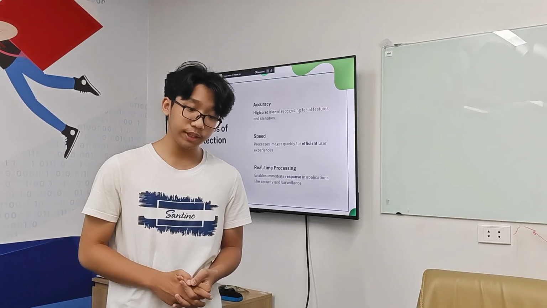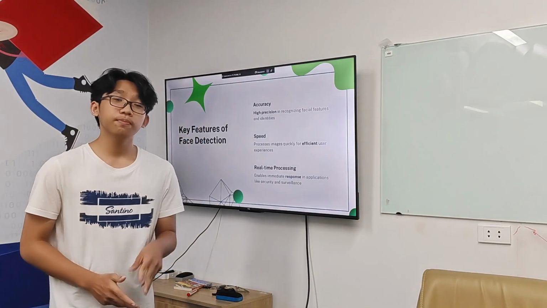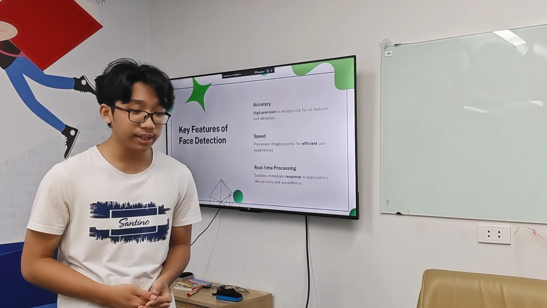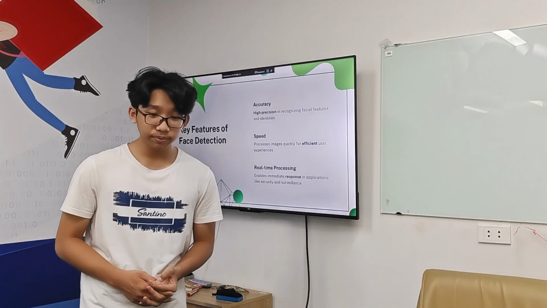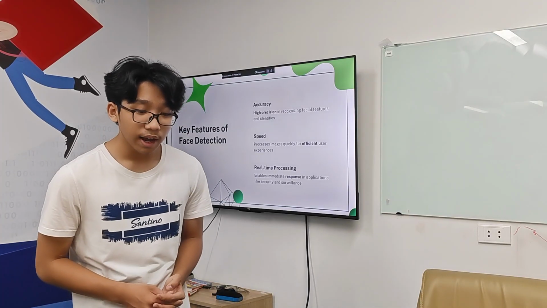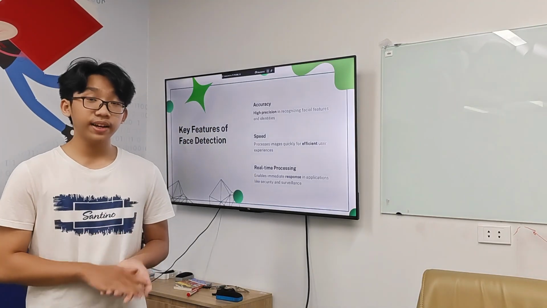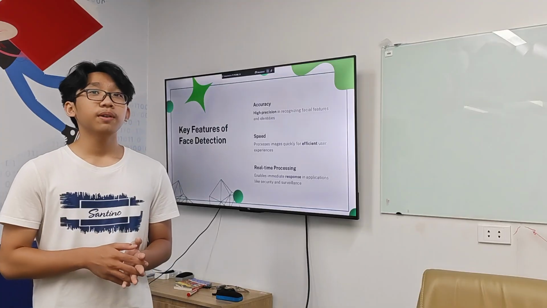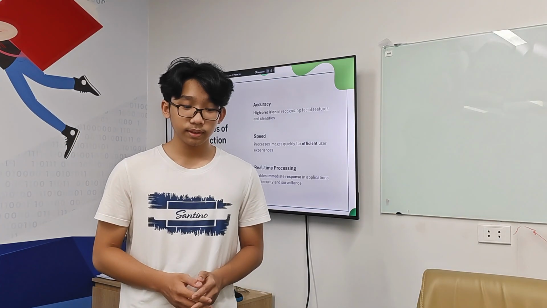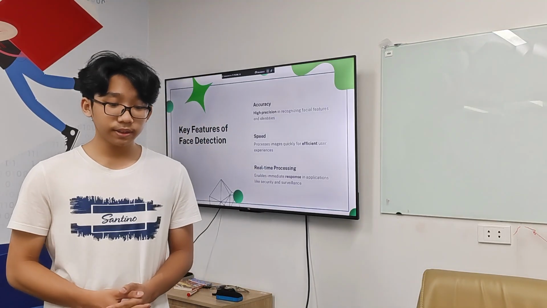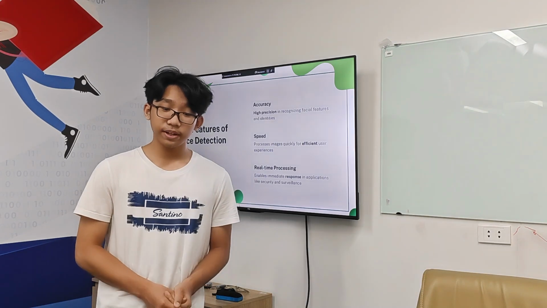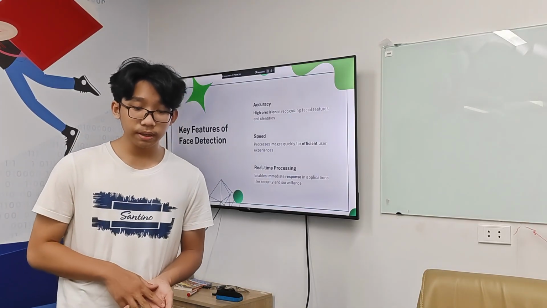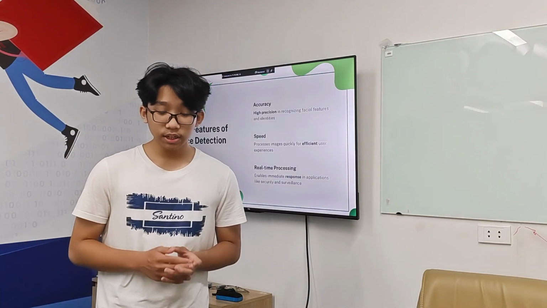So the next is some key features of face detection. There are many features, but I think face detection has three main features. First is accuracy. Face detection has high precision in recognizing faces, so it can help police to find criminals. The next feature is speed, to process images quickly for an efficient user experience. And the final is real-time processing, which enables immediate response for applications like security or surveillance.